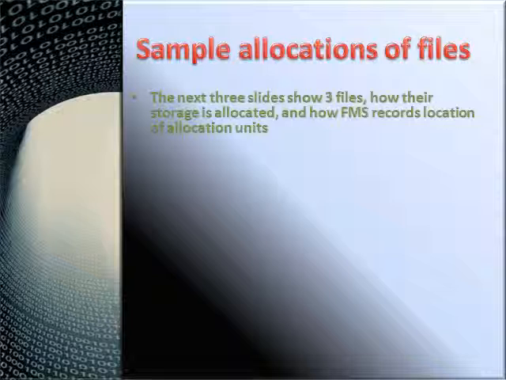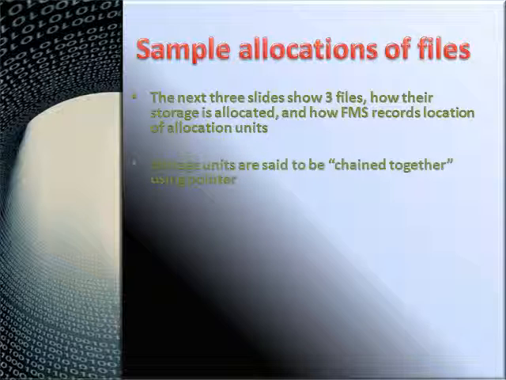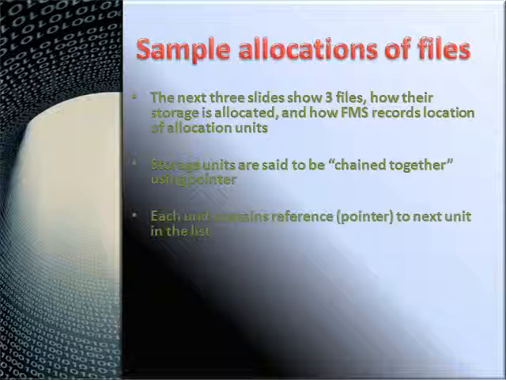The next 3 slides show 3 files, how their storage is allocated, and how FMS records location of allocation units. Storage units are said to be chained together using pointers. Each unit contains a reference to the next unit in the list.